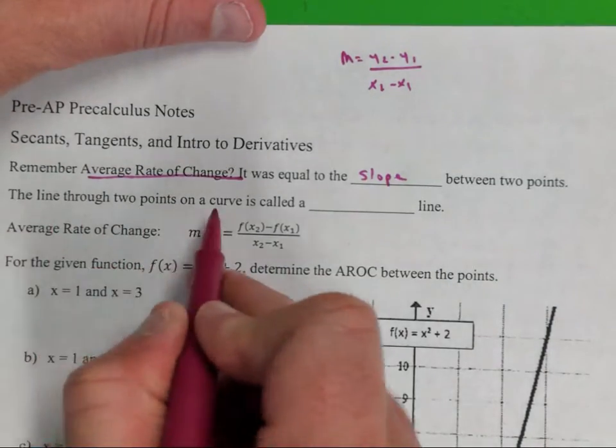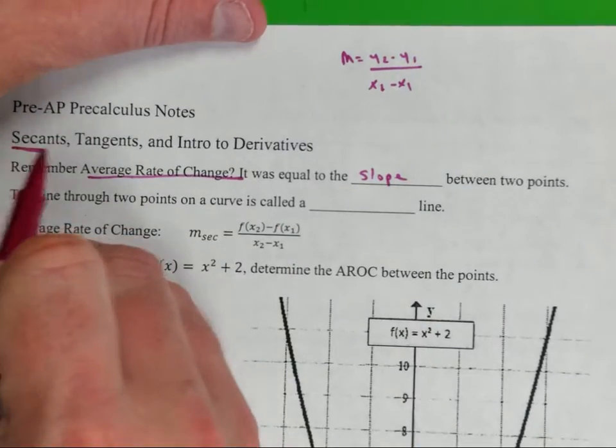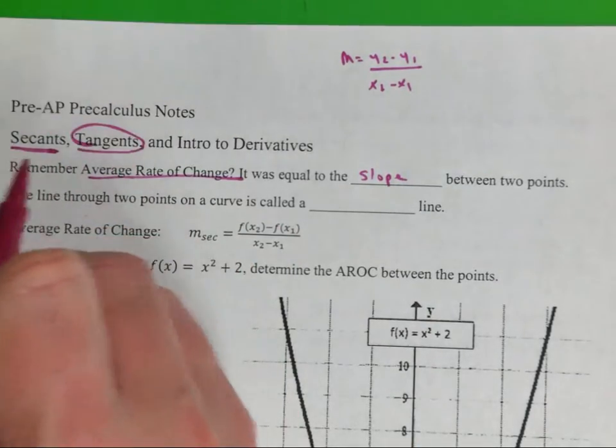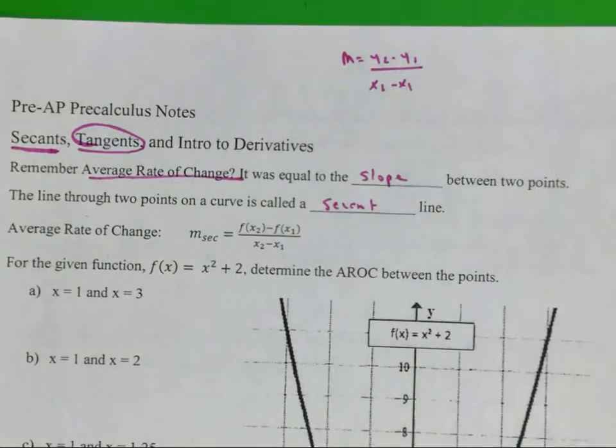The line through 2 points on a curve is called, okay, if it touches the graph in 2 spots, is it a secant line or a tangent line? Which one, secant or tangent? Secant. If it touches it twice, it's a secant line. If it touches once, it's a tangent line.